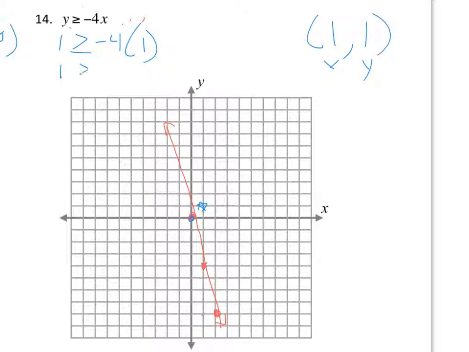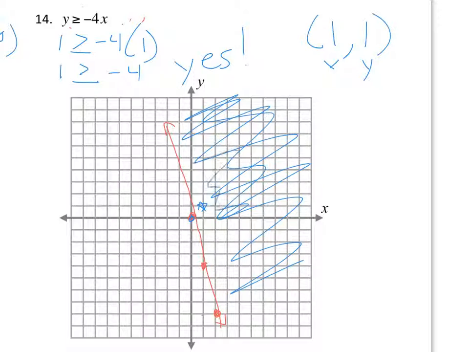And my question becomes, is 1 greater than -4? Well, yes, by golly, it is. Yes. So I'm going to shade on the side with the test point. Any point on this side, any point that I choose, would work for this inequality. Any point that I choose over here would not work.